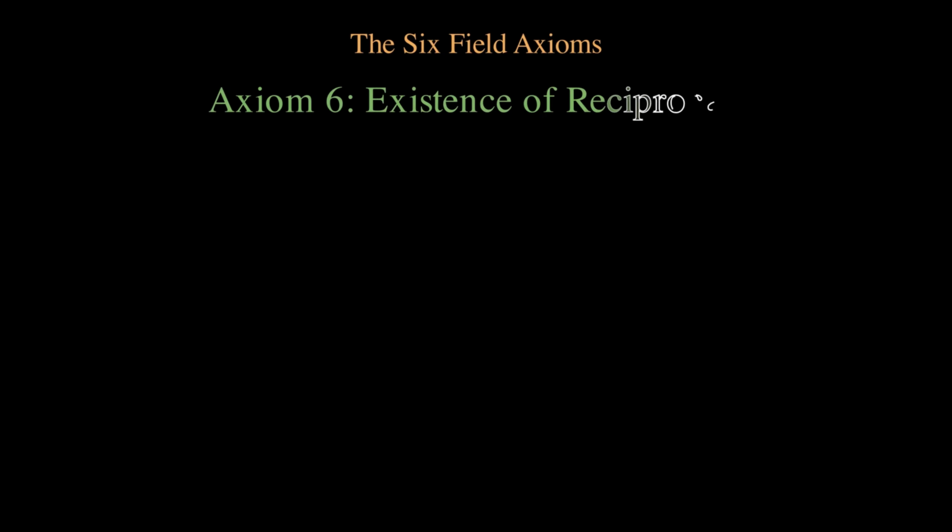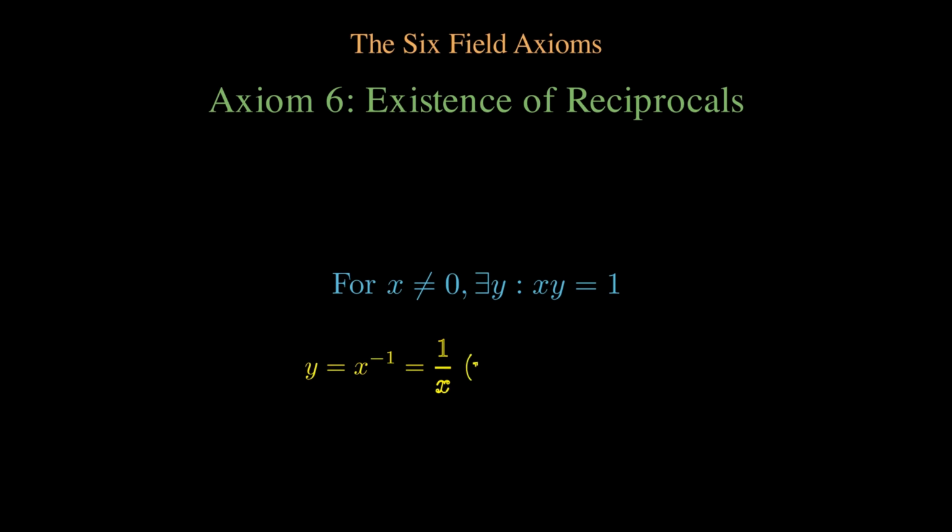Axiom 6 is the existence of reciprocals. For every real number x not equal to 0, there is a real number y, such that x times y equals 1. This number y is called the reciprocal of x, written as x to the negative 1, or 1 over x. For example, the reciprocal of 5 is 1/5.